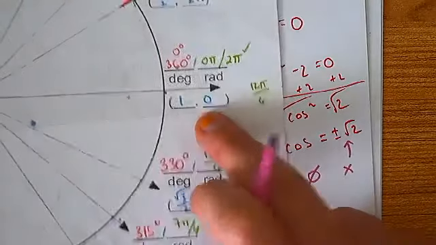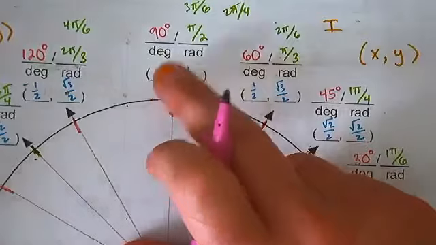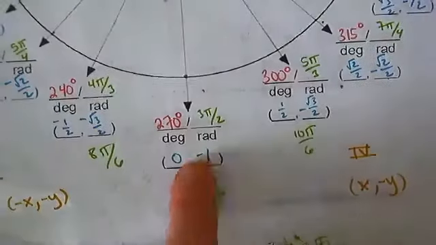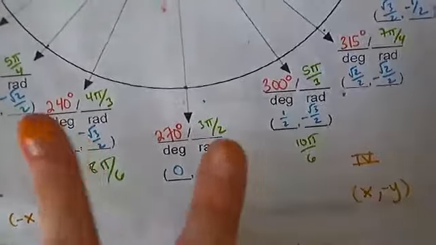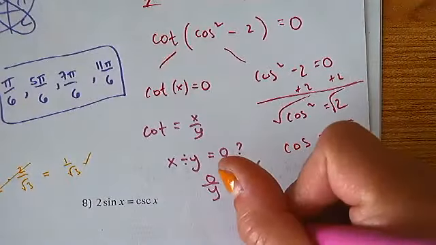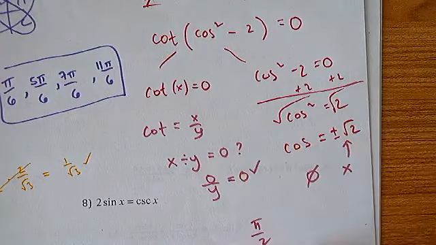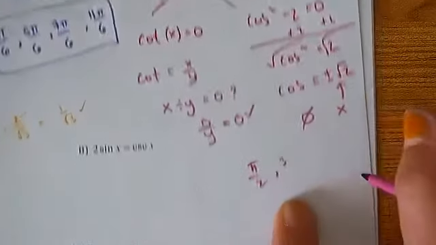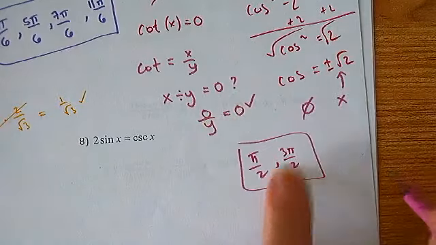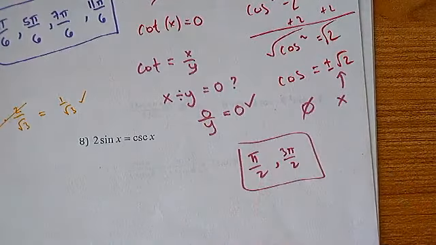So not at 2 pi. Here we go, pi over 2. Not at pi, but at 3 pi over 2. So my two answers here are when x equals 0, because x over y equals 0. And that is at pi over 2 and 3 pi over 2. So those are my two answers.